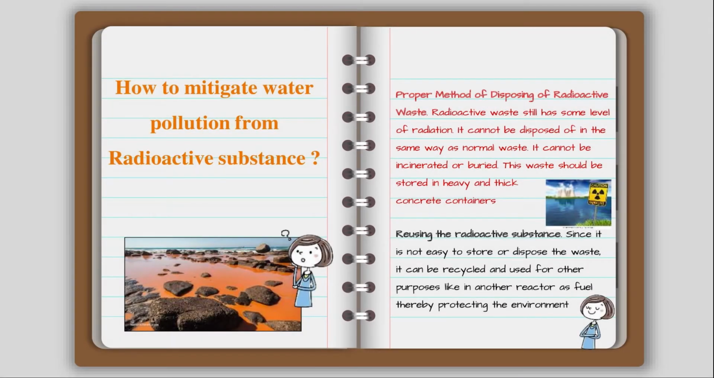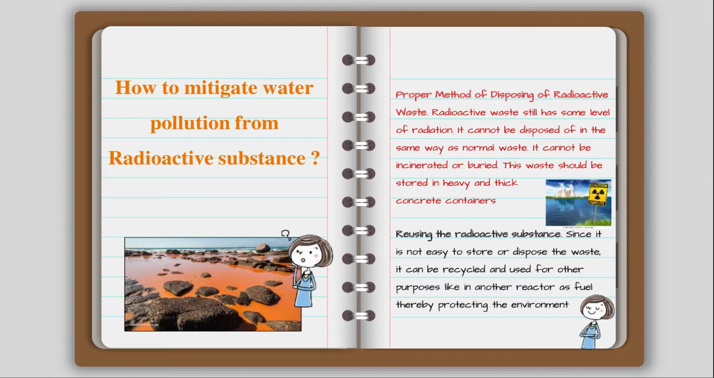How to mitigate water pollution from radioactive substance? Proper method of disposing of radioactive waste. Radioactive waste still has some level of radiation. It cannot be disposed of in the same way as normal waste. It cannot be incinerated or buried. This waste should be stored in heavy and thick concrete containers.